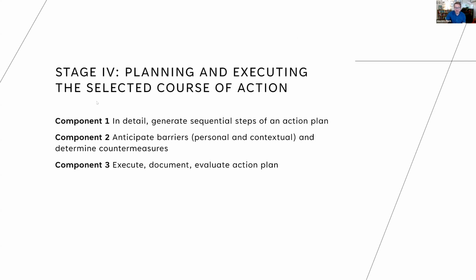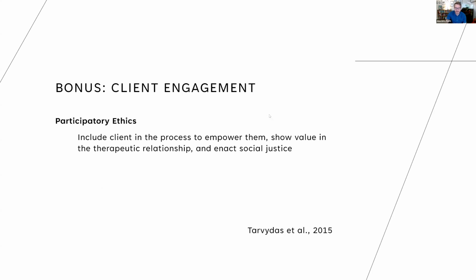Planning and executing. So for Leo, we need to generate detailed sequential steps of an action plan, anticipate all the barriers, my internal barriers, the contextual barriers, determine what countermeasures, and then execute and document this plan with Leo. And I love that participatory ethics is already built in because this is Leo bringing it to us. I really like that idea of doing pros and cons, having that deeper conversation with them.